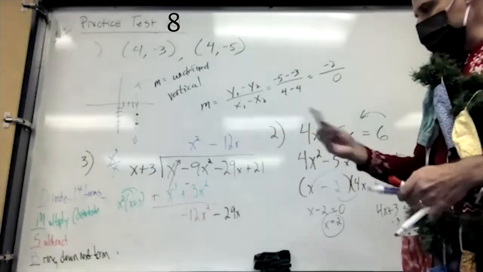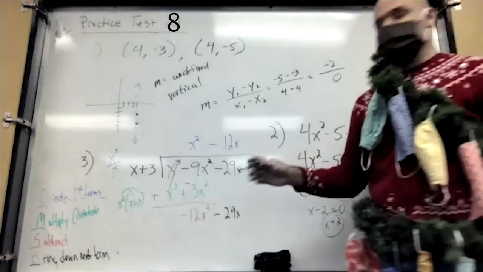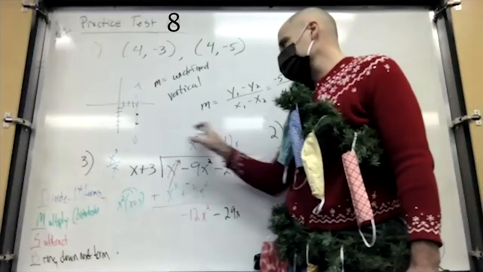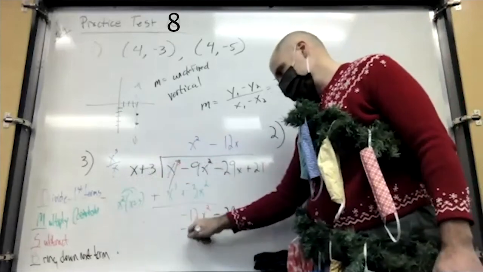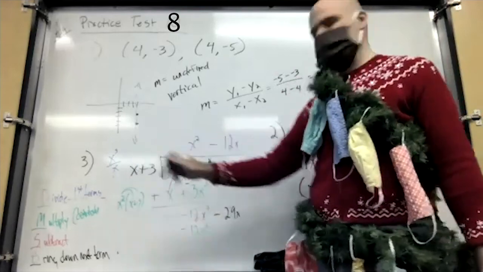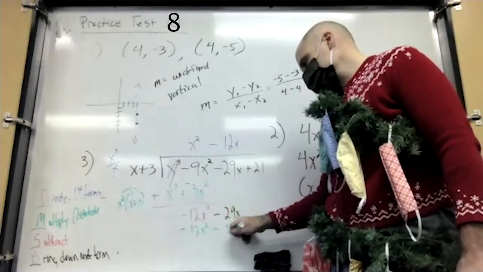Next step, multiply. You can probably do that. You don't have to write it out like this. You could probably do it from here. Negative 12x times x is negative 12x squared. Negative 12x times positive 3 is negative 36x.